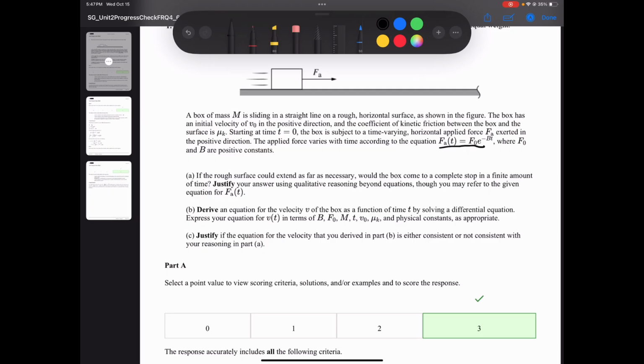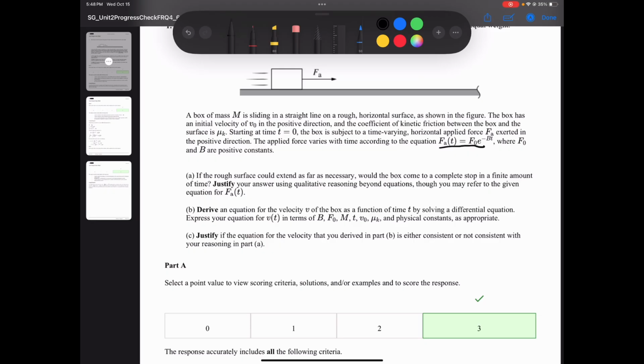So let's look at part A. If the rough surface could extend as far as necessary, would the box come to a complete stop in a finite amount of time? Justify your answer using qualitative reasoning beyond equations, though you may refer to a given equation for FA at T. So for this one, I do write out an equation because that kind of is guiding your qualitative explanation.